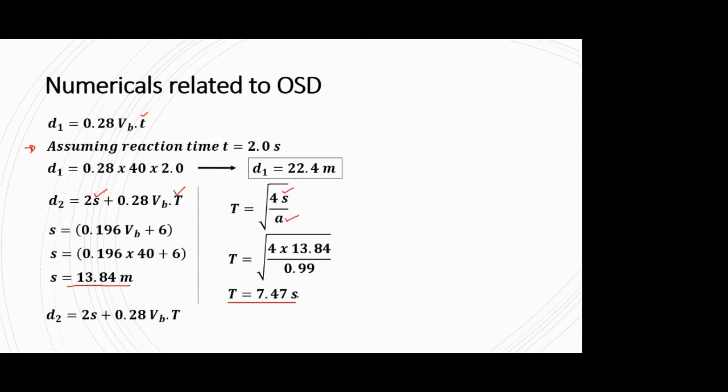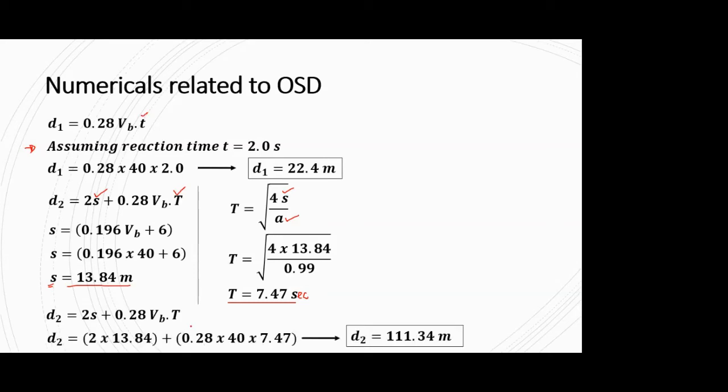Okay, this S is in seconds. This is not the S for this S. Okay, just to avoid confusion. So d2 is equal to 2s plus 0.28 vb into t. Substituting the values, we get the value of d2, that's 111.34 meter.